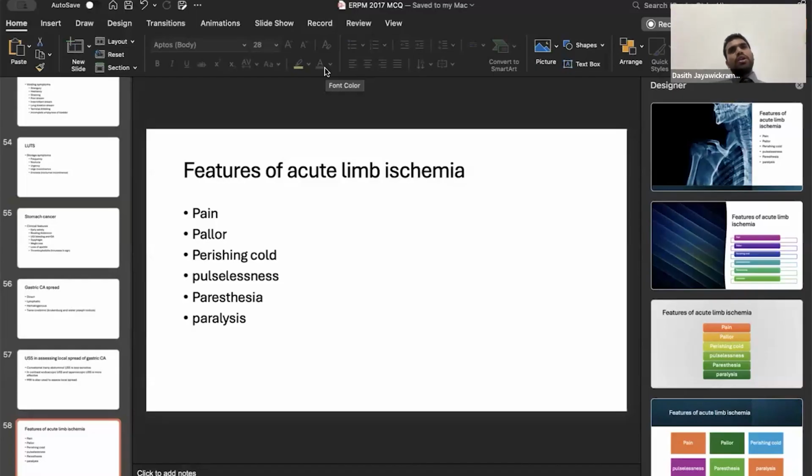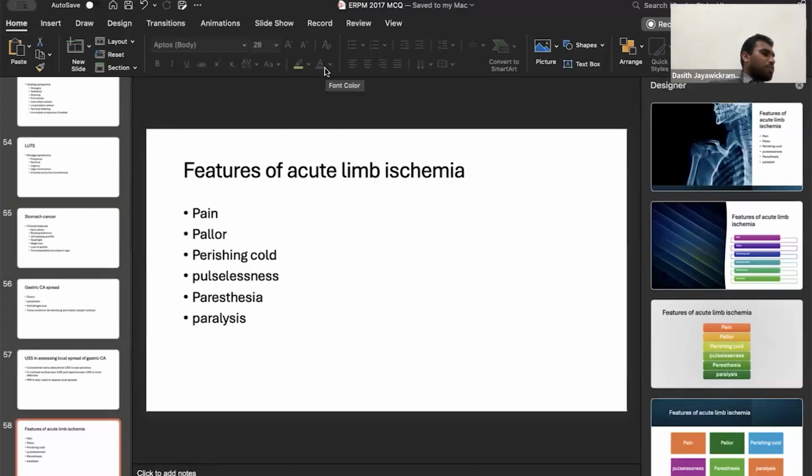The gold standard to diagnose kidney, ureteric or bladder stones is the NCCT-KUB. So the answer is B. NCCT-KUB is the gold standard for detecting urolithiasis.